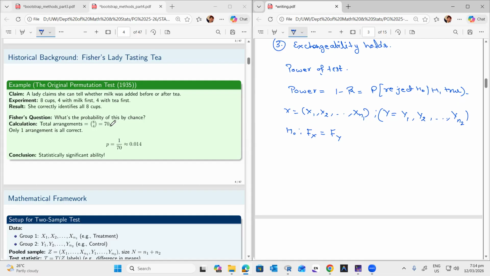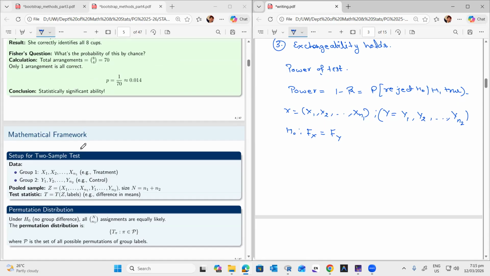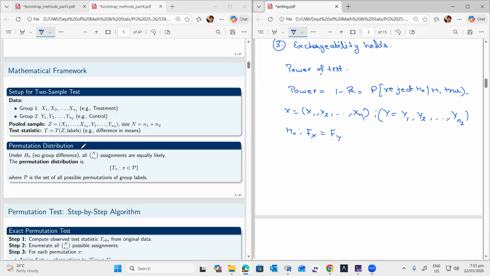This example is published in R. A. Fisher's book, the title of which is The Design of Experiments. If you want to read it in detail, you can read it in that book.